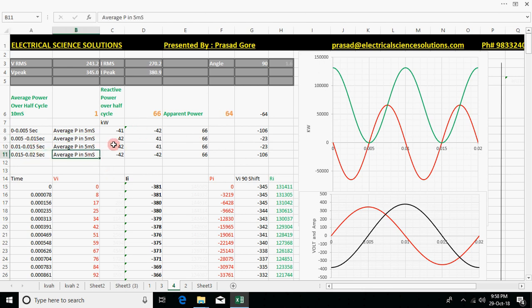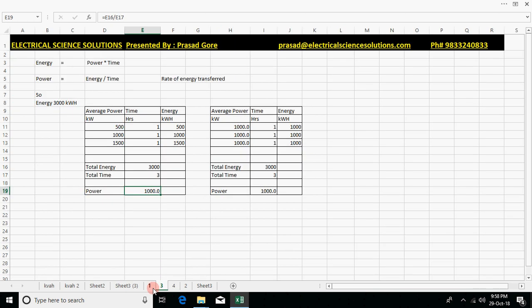Okay, 42 and 66, just understand this. This is 64 and 66, the reactive power in kVAR, but the actual consumption is 42 kilowatt. 42 kilowatt consumed, 42 kilowatt delivered back. Okay, now let's understand this. We'll go here.